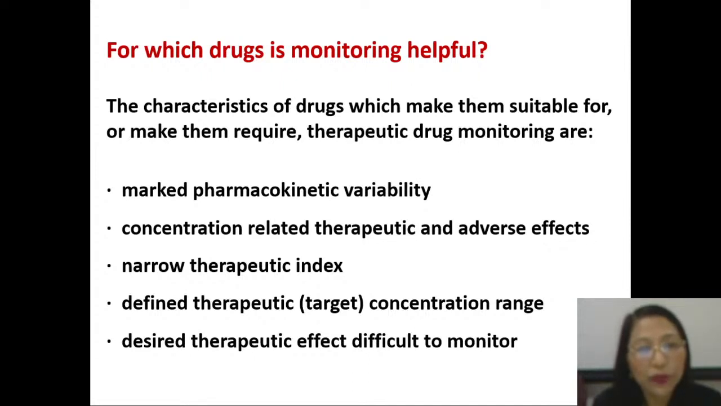And drugs which have a defined therapeutic or target concentration range, and drugs for which the desired therapeutic effect is difficult to monitor. Certain drugs, particularly those we normally give for prophylaxis, we do not know whether the desired therapeutic effect is achieved or not. So for such drugs, we may have to do plasma level monitoring or therapeutic drug monitoring.